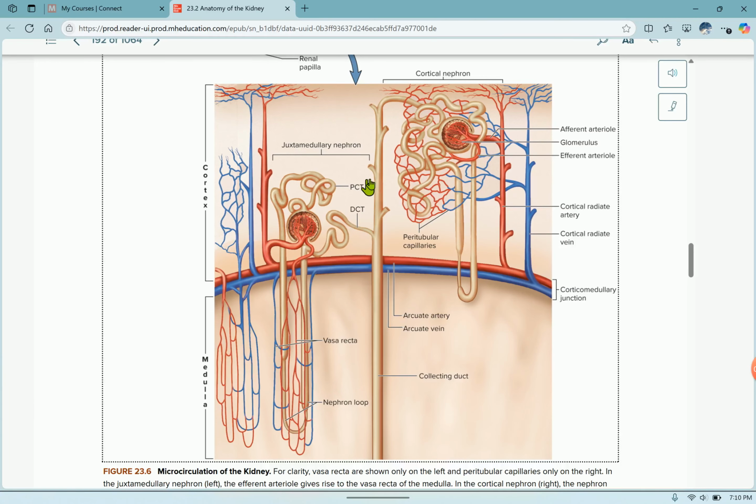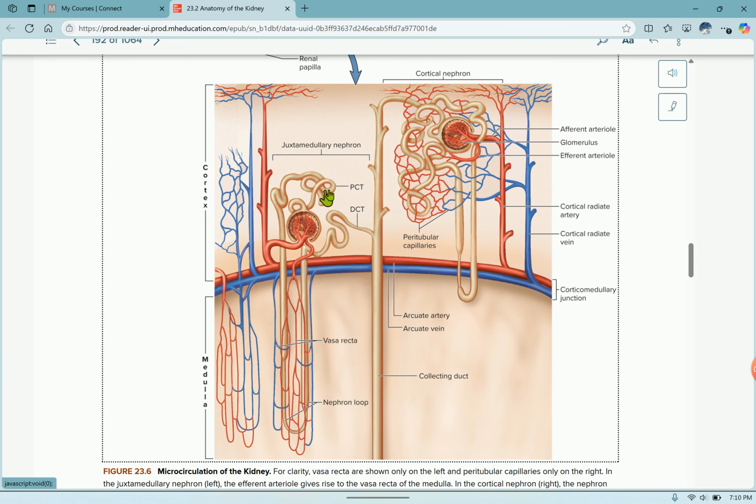Okay, we have the proximal convoluted tubules, and one of the reasons for all the convolutions is to increase surface area, because this is also going to behave as a filter. Okay, we're going to look at that in a little bit. And the distal convoluted tubule also behaves as a filter.